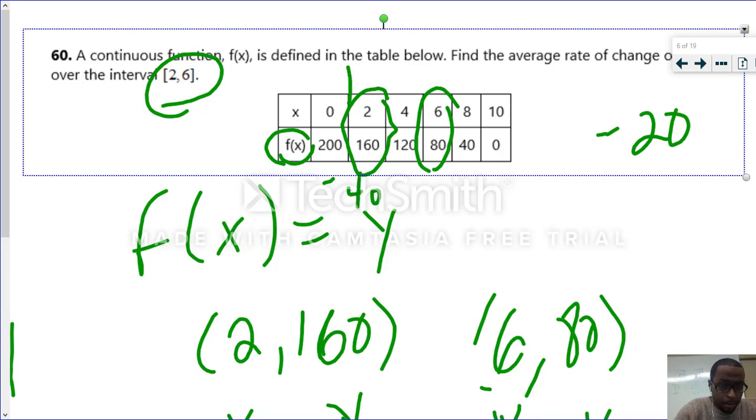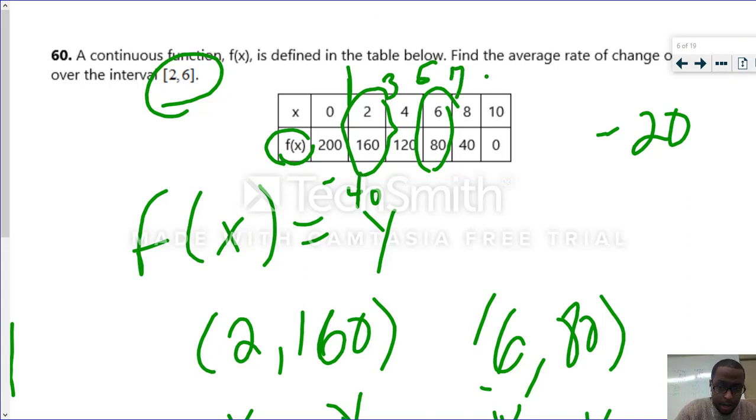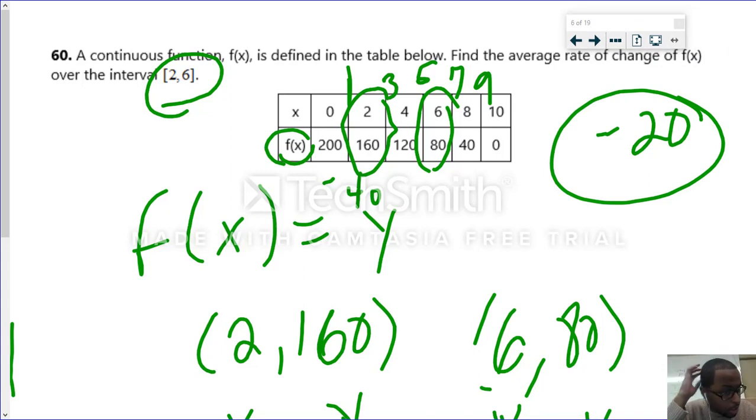But because it's missing a 1, and this is missing a 3, and missing a 5, and a 7, and a 9, what I've determined is, based on my formula, the average rate of change is -20. Okay? And what this function is doing is just keep going down.